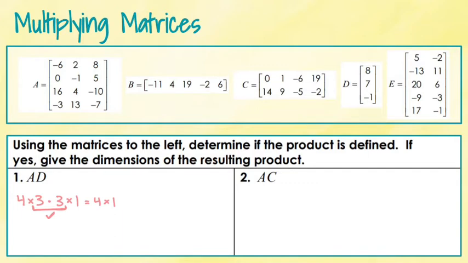So for number 2, we're using A again. Technically your answer to this one would be yes, 4 by 1. But I can also see that from just this. So AC is a 4 by 3 matrix times a 2 by 4 matrix. These are not the same. So your answer is just no. This is not possible, or not defined.